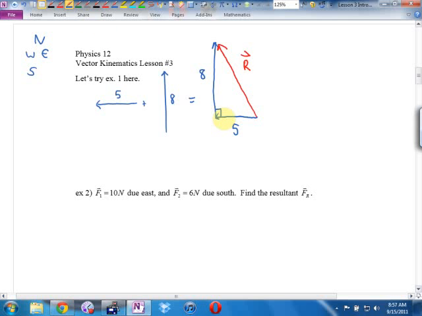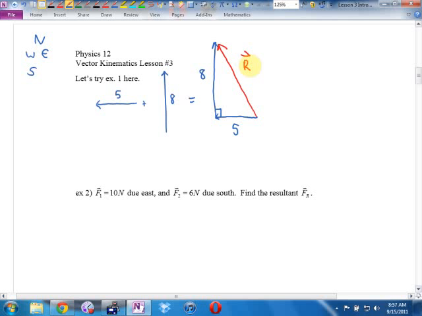Remember, vectors have both magnitude and direction. First, let's find the magnitude. How can I find how big R is? This is something I think we're introduced to in grade 8. It's a theorem. It's Pythagoras. It's named after Pythagoras. He almost certainly did not discover it. For some reason, it's named after him.